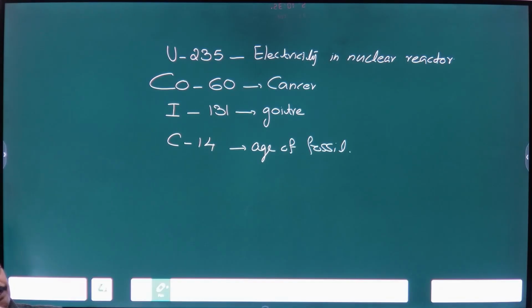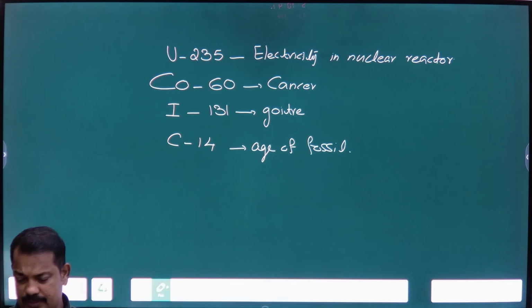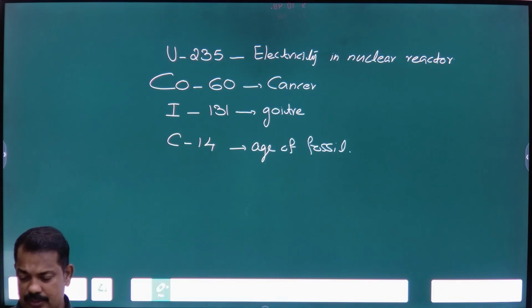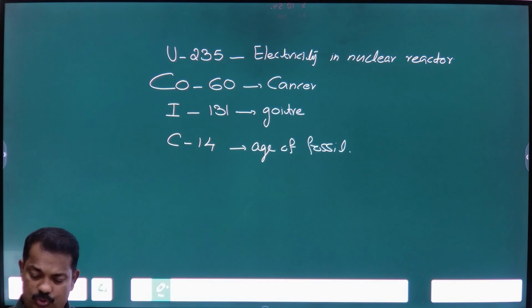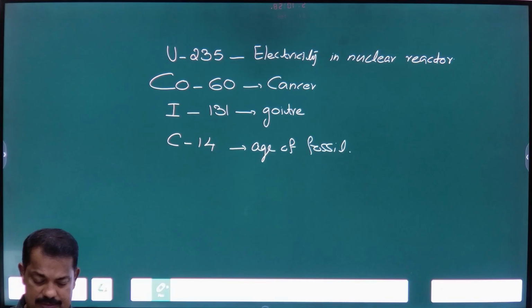Next, an isotope of carbon, write in bracket C-14, is used to determine the age of fossils.